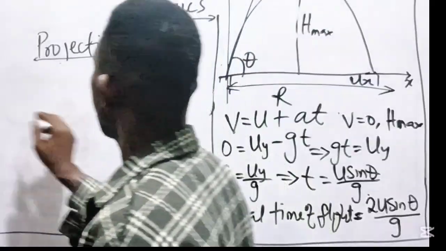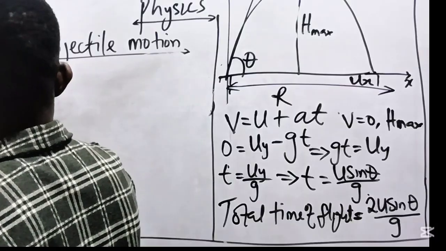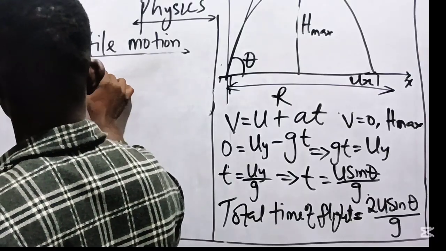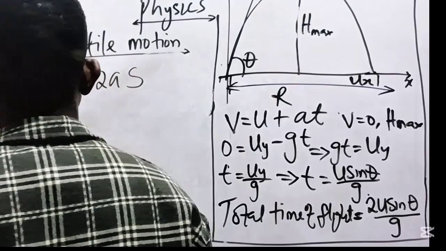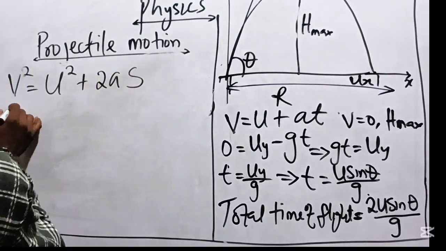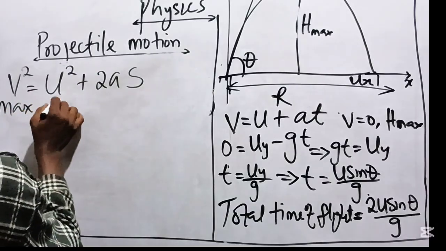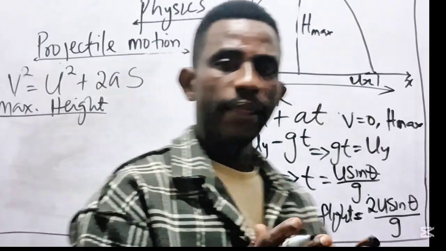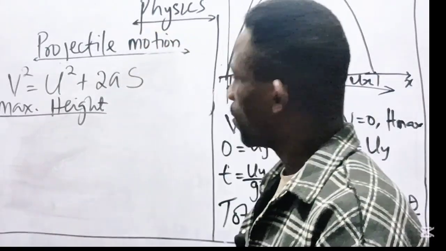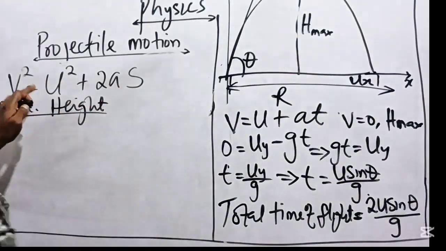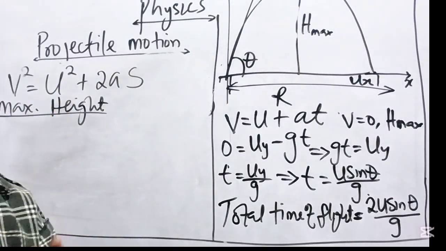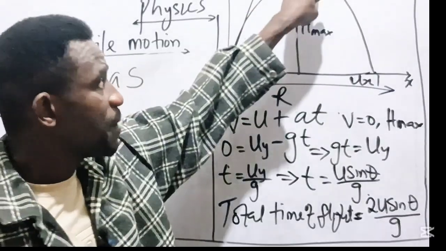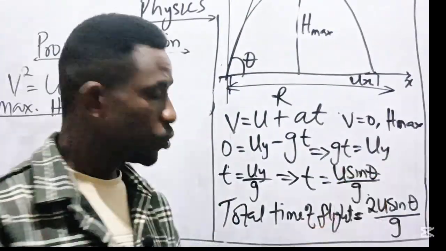The next thing here is to use v squared equals u squared plus 2as. Now, we can find the maximum height. We have known the time to reach the maximum height. Let us now find the expression for the maximum height, since v squared equals u squared plus 2as is the equation of motion. Projectile motion has the time taken, which is 2u sine theta over g.